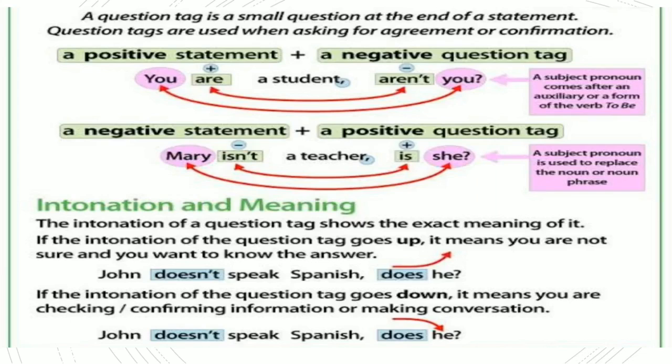As I said earlier, John doesn't speak Spanish; the sentence is negative. So it will be John doesn't speak Spanish, comma, does he? The subject John changes into a pronoun. So John turns into he.